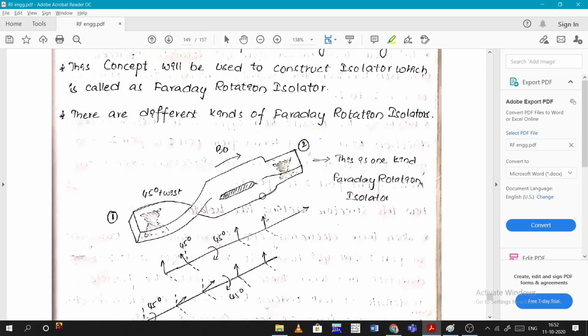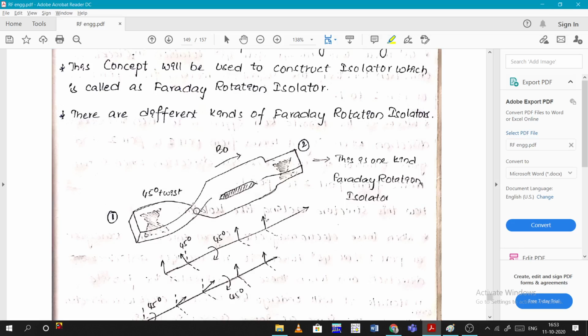So let us see the diagram. It looks like this. There are different kinds of Faraday rotation isolators, and this is one of them. In this, there is a waveguide which is twisted at some point at a 45 degree angle. So this is a manual twist.